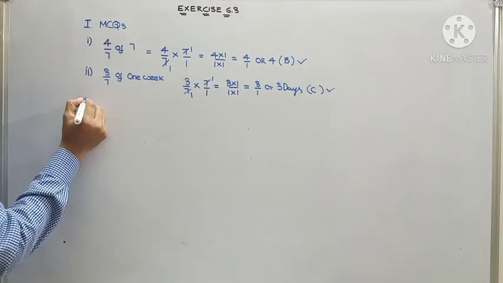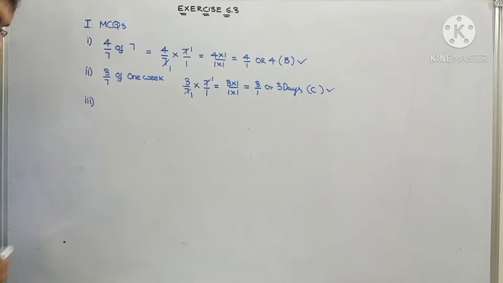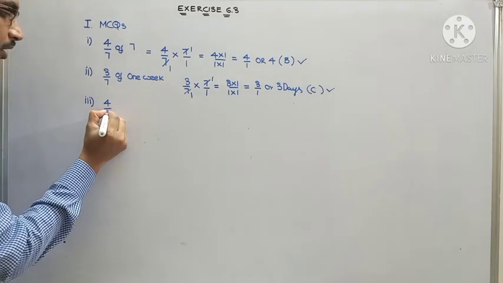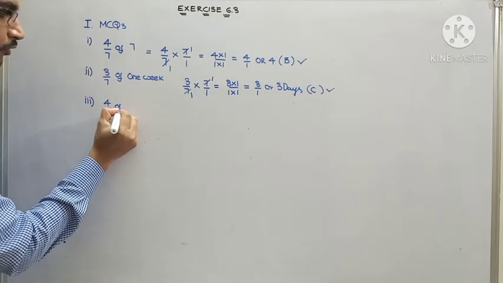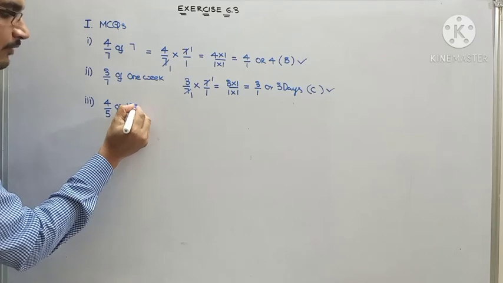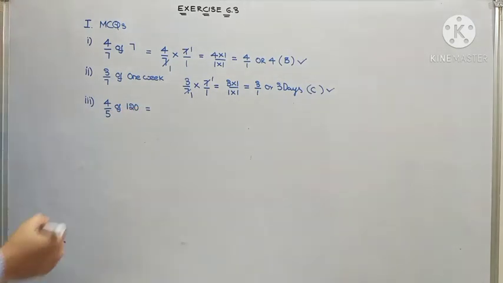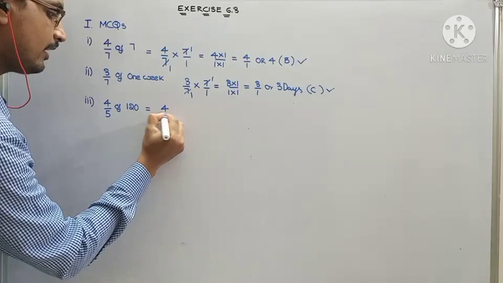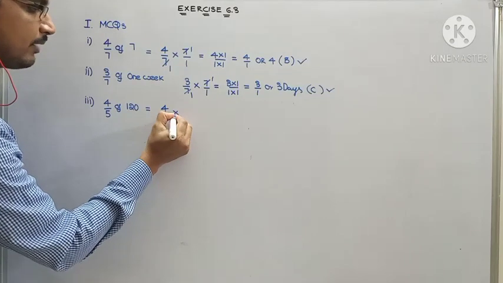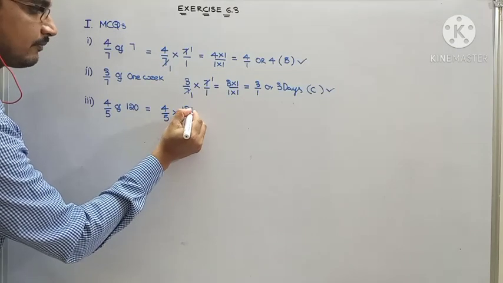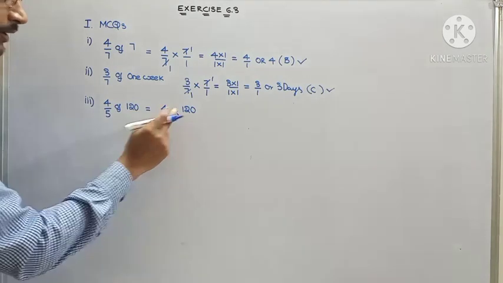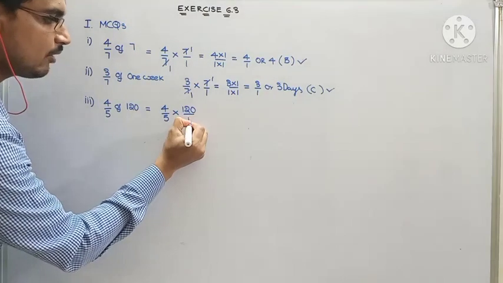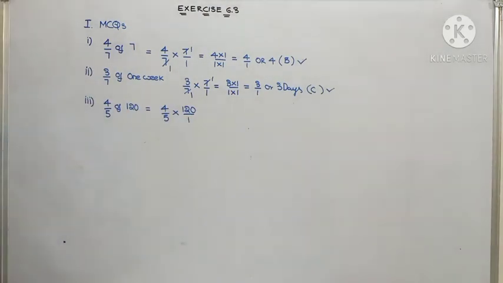Now the third one, children. 4 by 5 of 120, which makes 4 by 5 multiplied by 120. If there is no denominator, you will take it as 1.